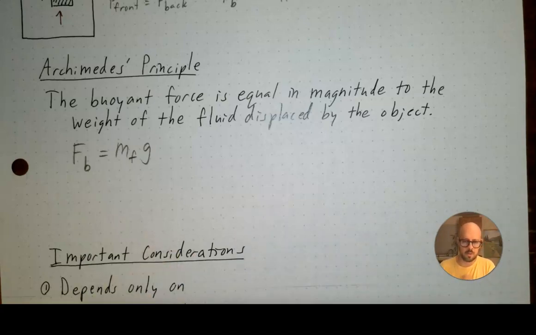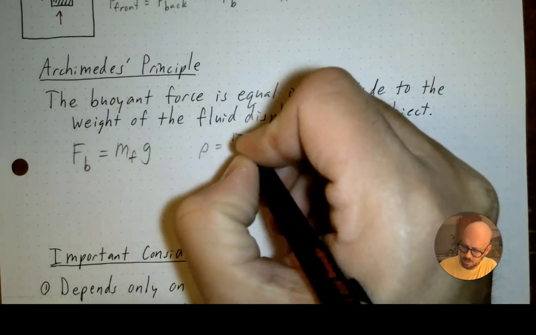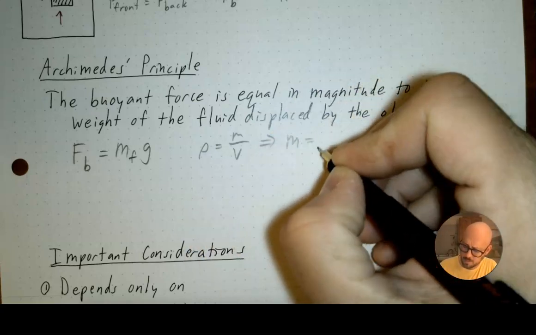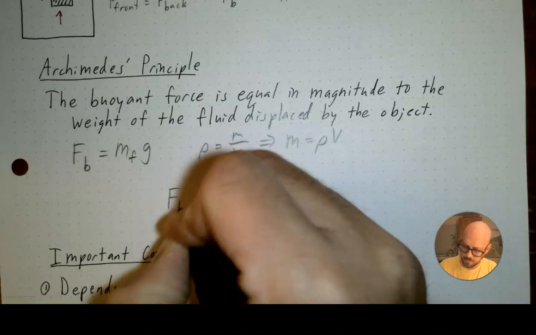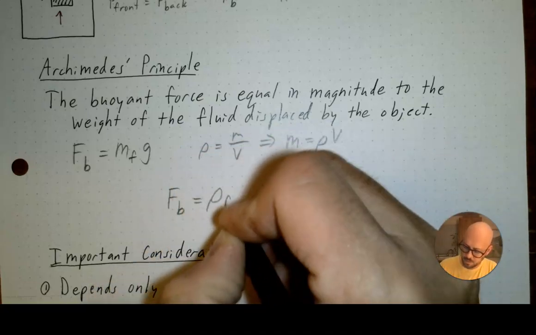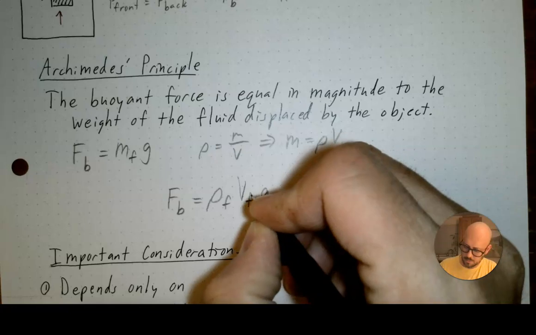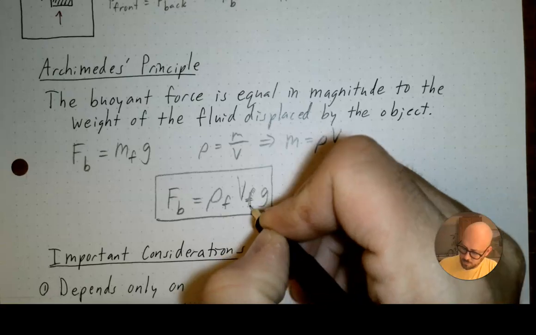To get a little bit more expansive and deal with some of the variables that you thought about in 8.1, since density is equal to mass over volume, we can write that out as an object's mass is equal to its density times its volume. And so if I insert that into the buoyant force equation, I get that the buoyant force is equal to the density of the fluid times the volume of the fluid displaced times g. And so that is the buoyant force equation.